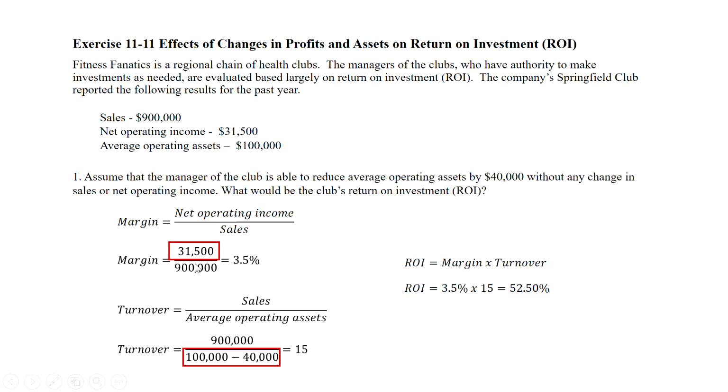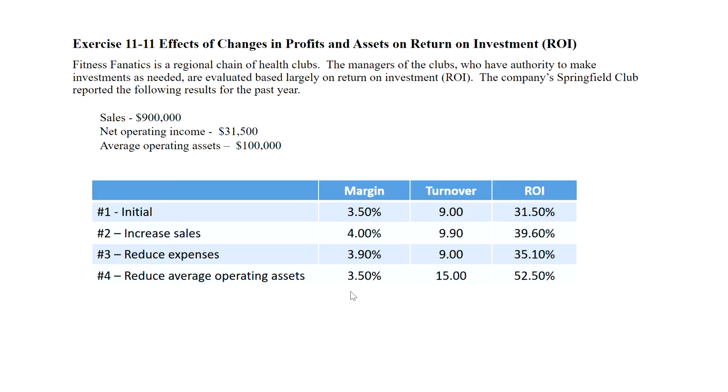Again, just proving out that I could take my net operating income of $31,500 divided by my revised average operating assets of $60,000 and also get the same ROI of 52.50%. So impacting average operating assets is going to affect ROI overall. This last part is not a required part of the problem, but I want to do this again so that you have a better conceptual understanding of how these different impacts are affecting margin and turnover.